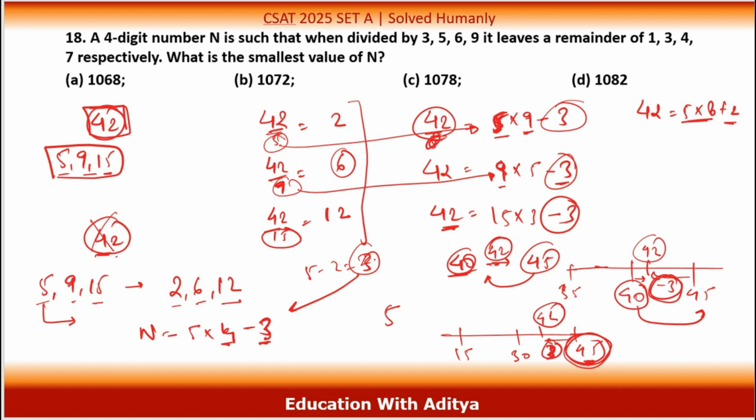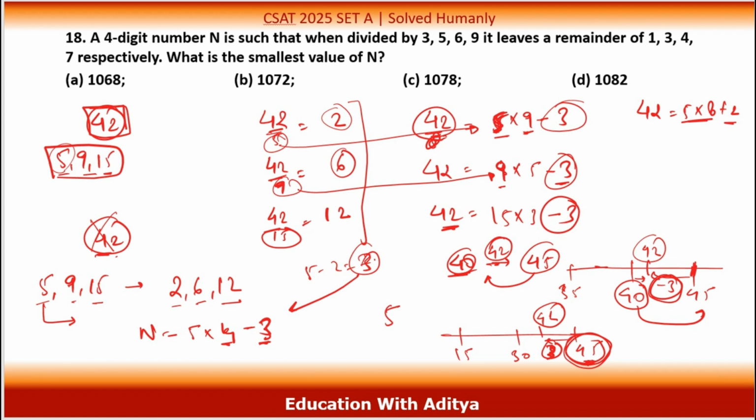Why am I writing it like this? Because in this minus 3 part, the difference is the same for all the numbers. 5, 9 and 15 all leave different remainders, 2, 6 and 12. But if I see the difference between the divisor and the remainder, it is the same for every number: 5 minus 2, 9 minus 6, 15 minus 12, 3. That's why I'm going one step ahead on the table of 5, then the table of 9, then the table of 15, and then coming back by minus 3.